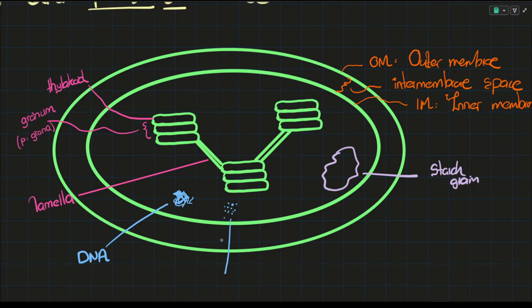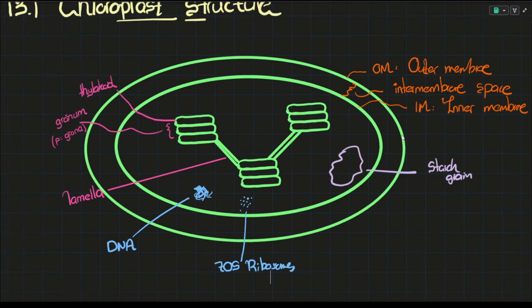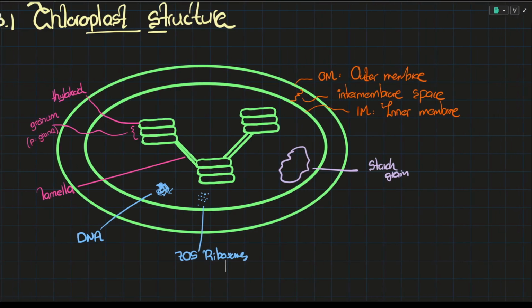Now you're in A levels, like I've said in AS levels. You cannot just say ribosomes. You have to be specific about the Svedberg units. So these are 70 Svedberg unit ribosomes. In other words, 70S ribosomes. 70S ribosomes. There you go. And there you have the basic structure of a typical plant-based chloroplast.